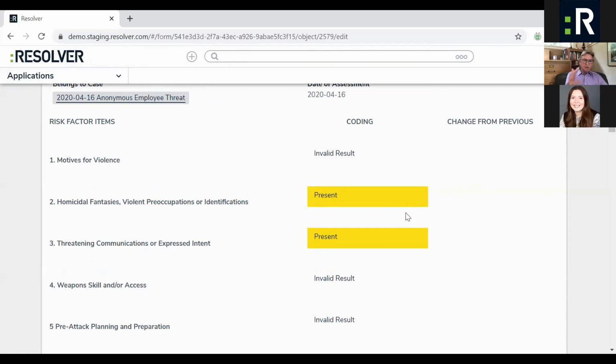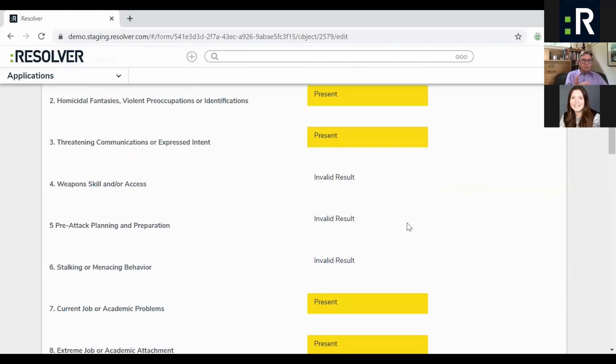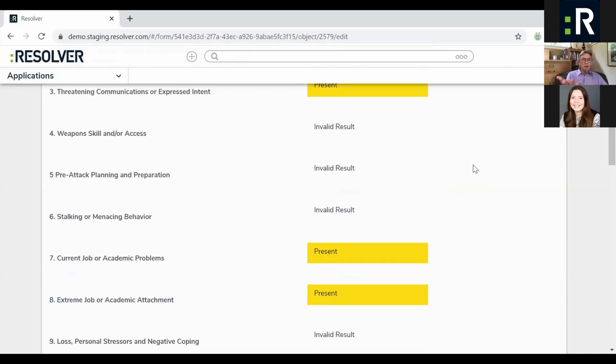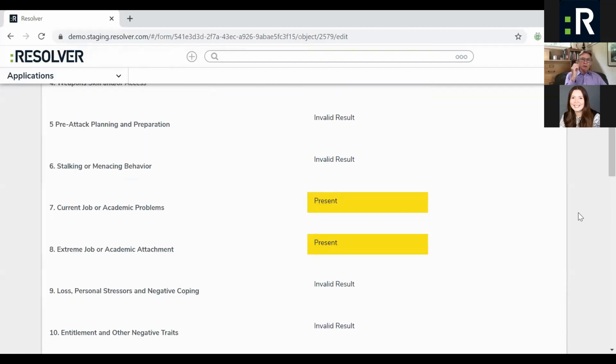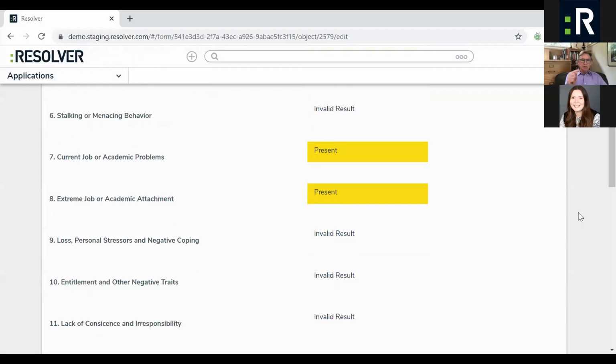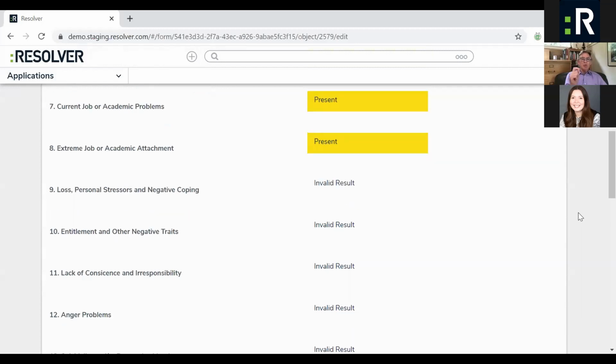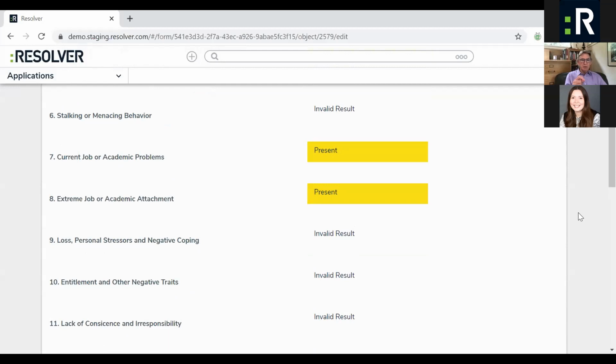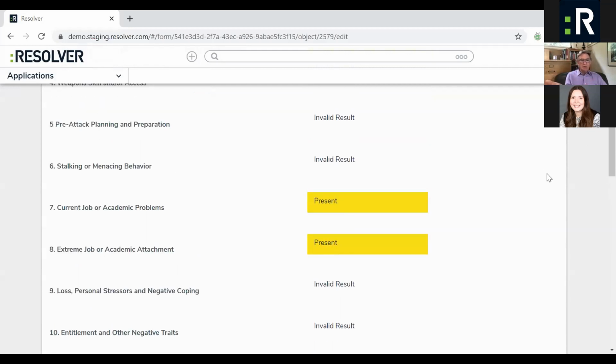But first, if we just scroll down here, yes, he made threats. That's item number 3. The others, 4, 5, and 6, invalid basically means insufficient information. We don't know. But what the waiver and SPJ show you is a map of what you'd like to know that's evidence-based, okay? So these are the indicators we'd like to know more about, if possible. He does have a current job problem, number 7, and he was extremely attached to the job, and that's present.